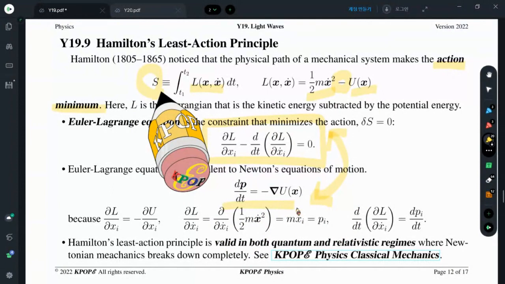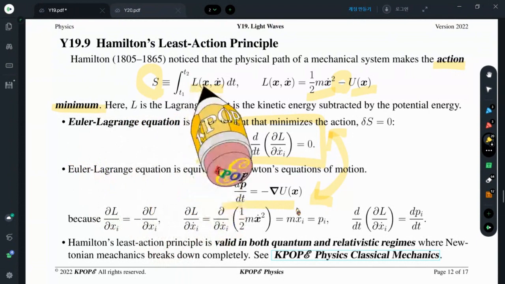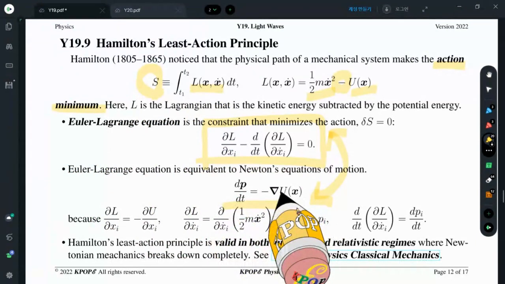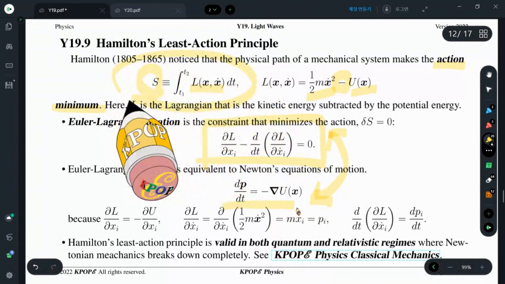Why? Nobody knows. Hamilton found that this relation is equivalent to Newton's laws of motion. By the way, Newton's laws of motion break down if we consider very fast motion, with the speed of light. However, Hamilton's least action principle survives against relativity, even quantum mechanics.